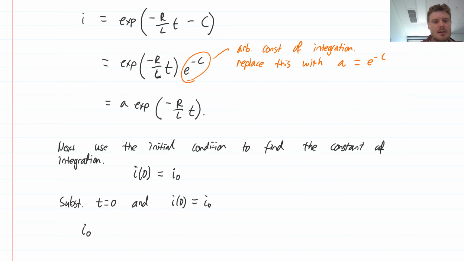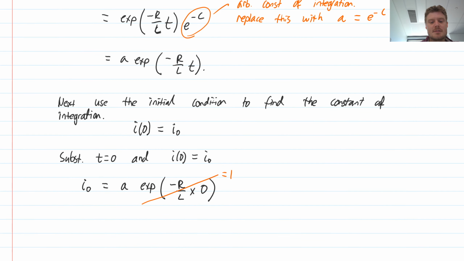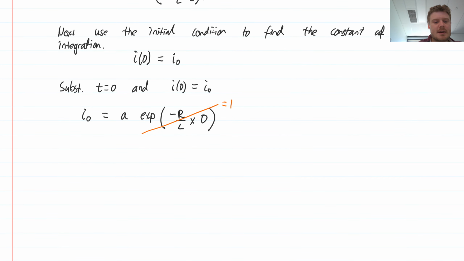I'll write I of t just to make it super clear. This is a time varying function. The left-hand side gives me the constant, which was my initial condition. The right-hand side is going to give me A times exponential of this thing times 0. And of course, e to the 0 is a 1. And so therefore, my constant of integration is equal to the initial condition for this particular case.